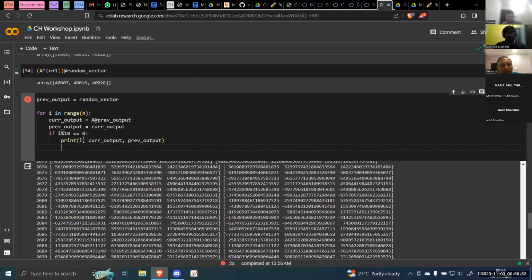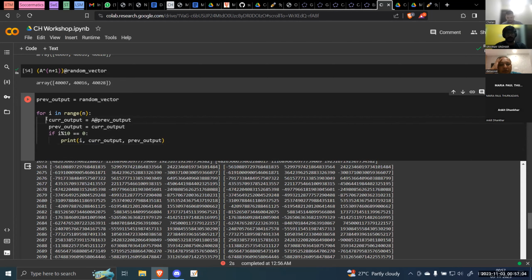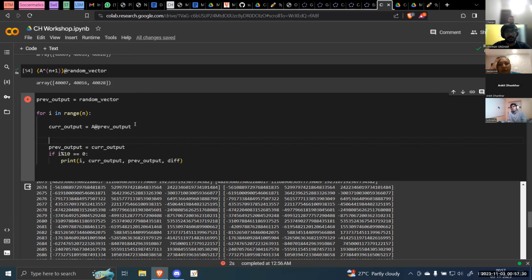Do you want to print the difference? Yeah, you can. And we want to store the difference and then stop the loop. So diff equal to whatever. You can just say a comma and then the difference. So diff is equal to current. What is the difference? So you have to do the difference after the current is calculated, because in the first iteration it will not be available.